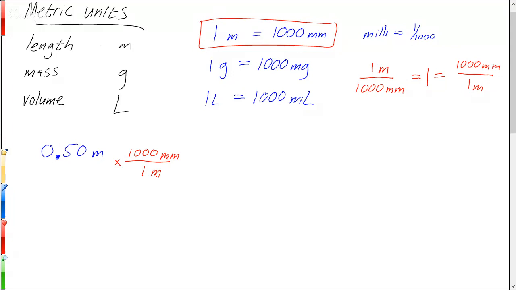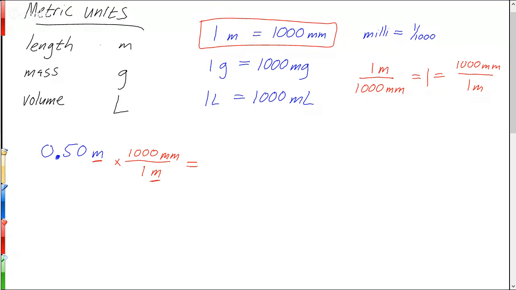And the reason we can do that is, again, anything divided by itself is 1. So what this is showing is, first we're multiplying 0.5 by 1, which means nothing's happening to it. We're also dividing meters over here by meters over here. Meters divided by meters are the same thing, so we can say that those cancel, that they equal 1. And in doing so, we're left with millimeters.